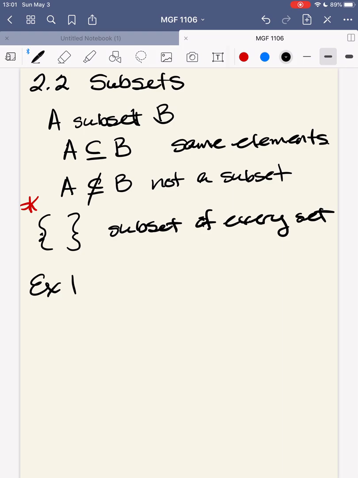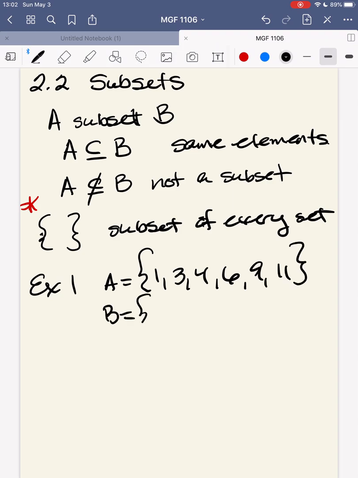Okay, so I have two sets. I have A, and I have 1, 3, 4, 6, 9, and 11. I have set B that has the elements 1, 3, 5, 7. And I want to know, is A a subset of B? Is every element from A included in B? In this case, it's not. So this is not a subset.